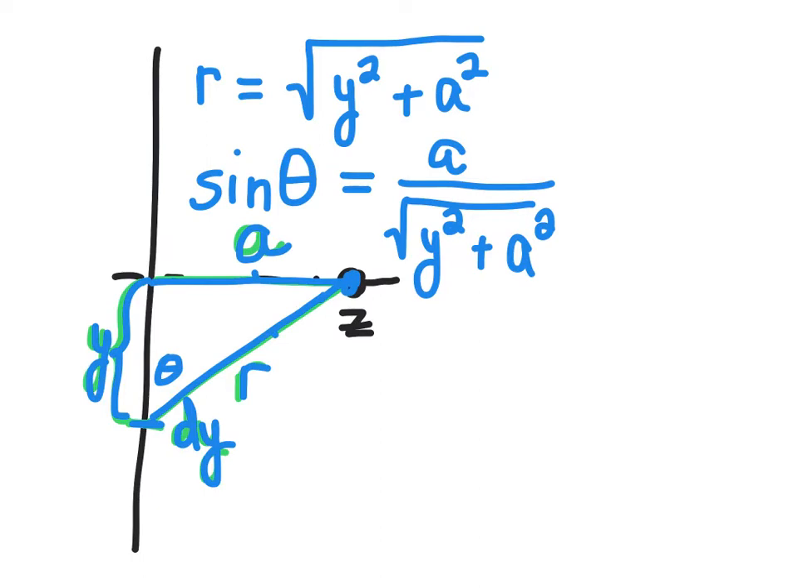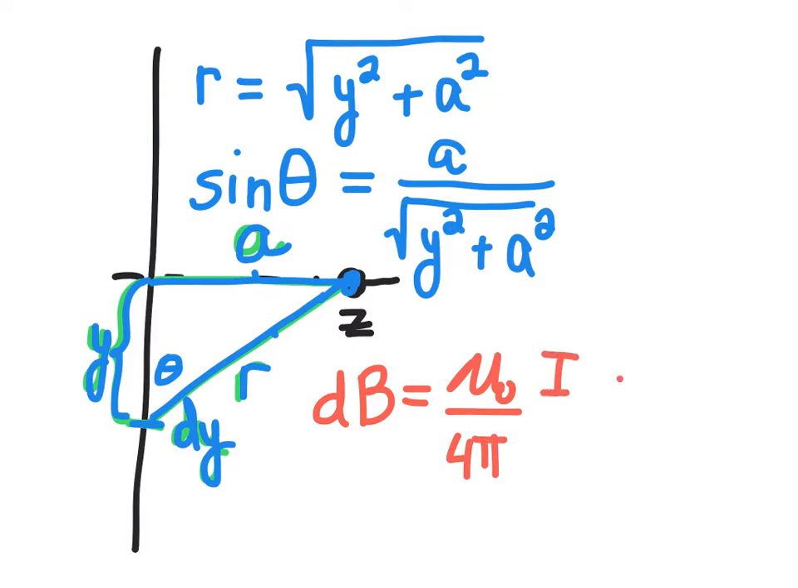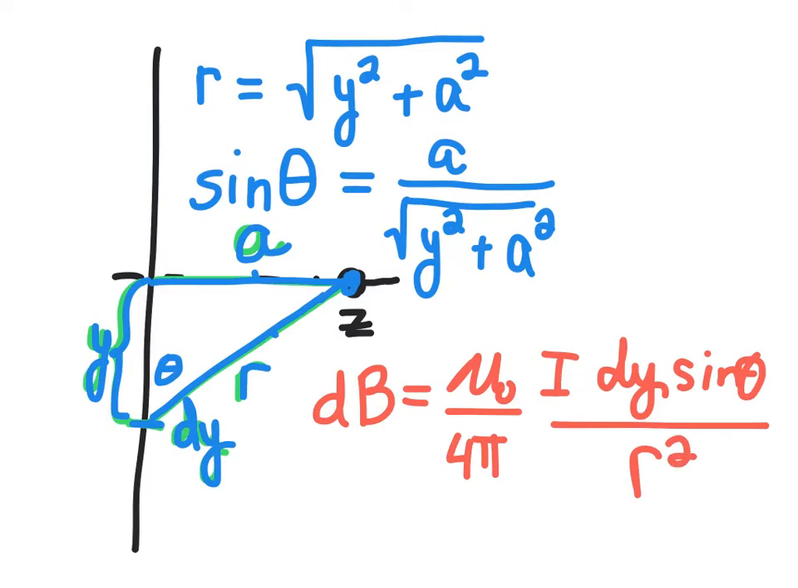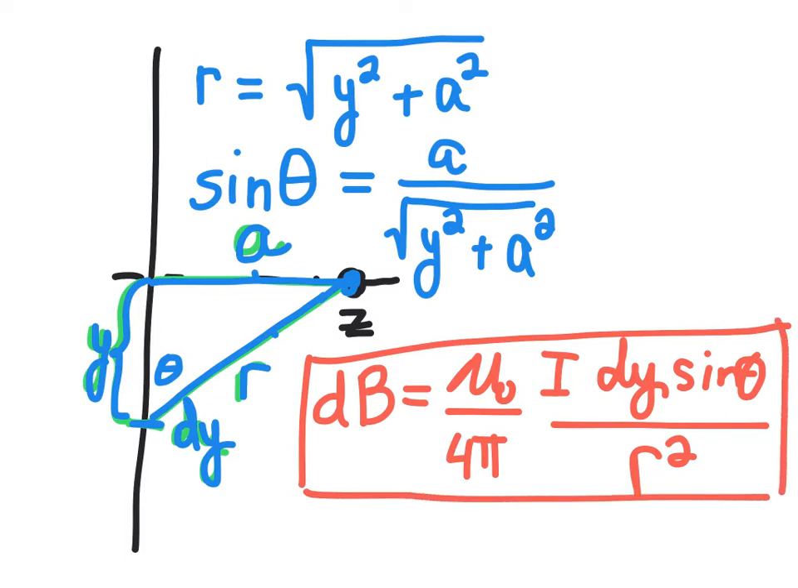Alright, great. Next we're going to put everything into the differential form of the statement. So dB is equal to the constant mu naught, the permeability of free space, over 4 pi, times I times dy times sine theta over r squared. That's just the generic equation that says the amount of magnetic field at point Z due to that particular small little piece of dy.